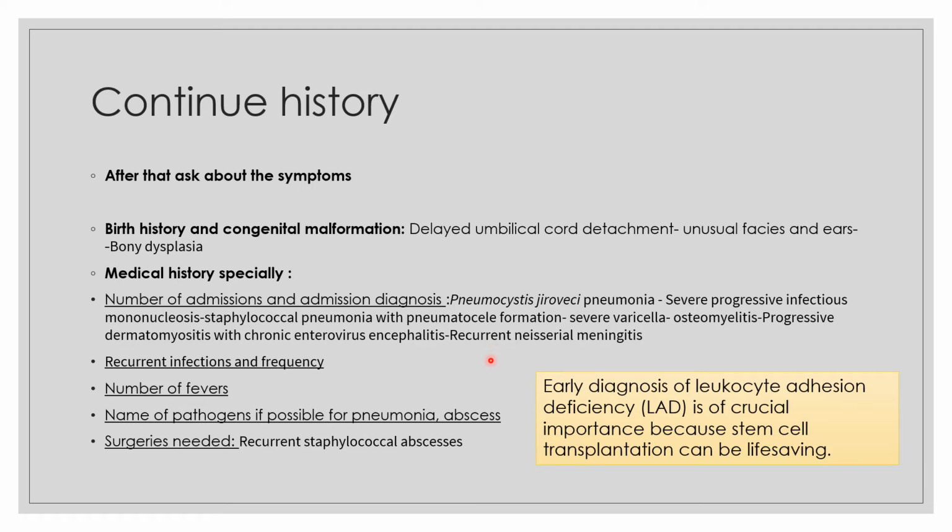Okay, early diagnosis of the condition called leukocyte adhesion defect is important, and usually one of the symptoms will be delayed umbilical cord detachment in this condition. So early diagnosis of this condition is crucial because it can be treated before any symptoms. It can be treated with stem cell transplantation, and it can be life-saving for these conditions.